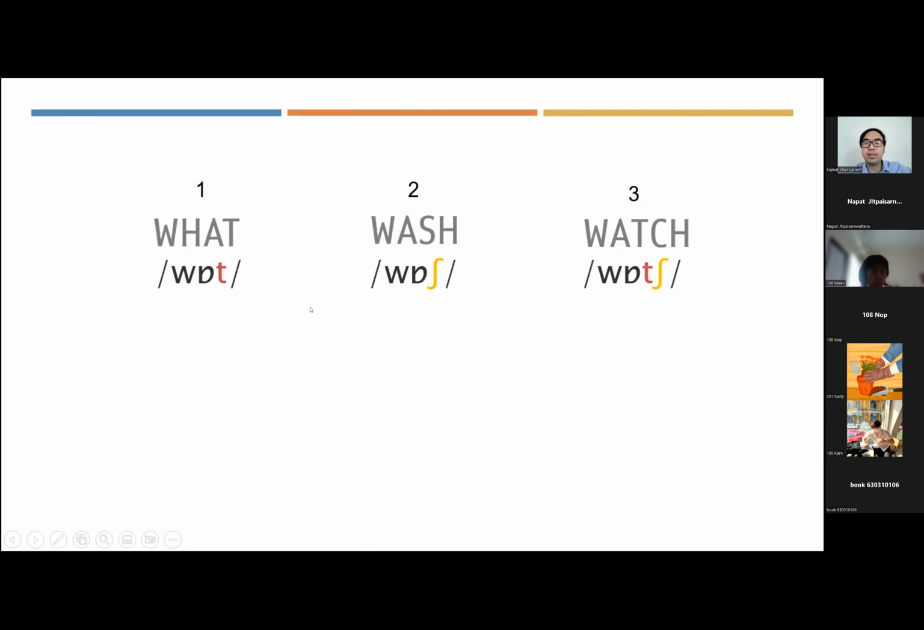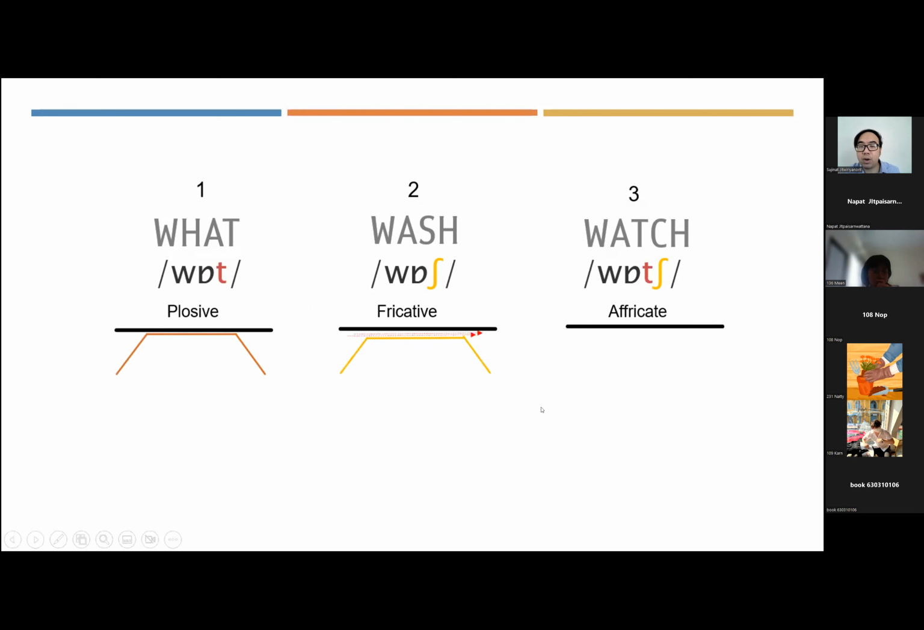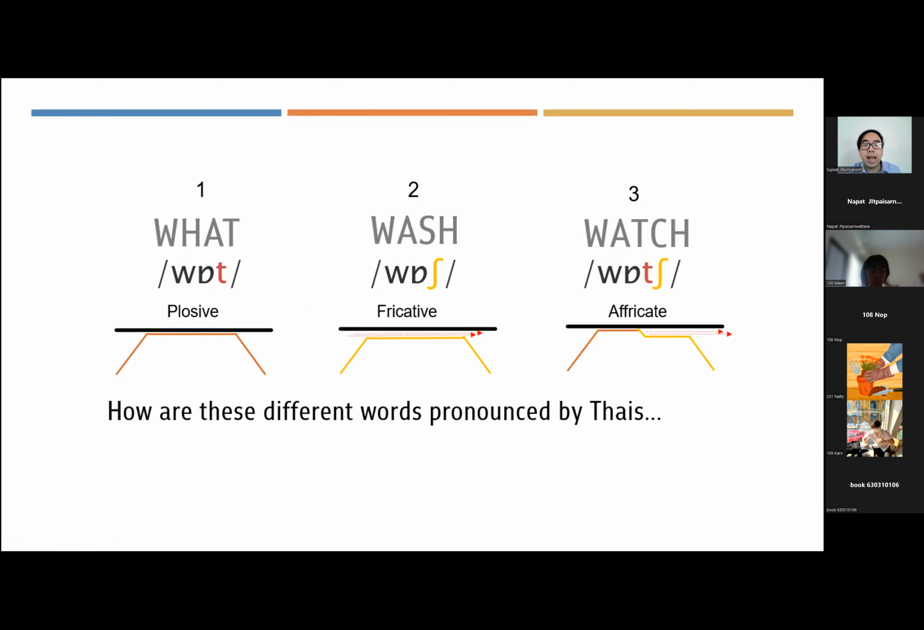So it is what, wash and watch: plosive, fricative and affricate when we investigate in terms of speech production, articulation. For stop sound or plosive sound the constriction is complete, that is you make a complete closure, and for fricative it is a narrow constriction, and for affricate it is a combination between plosive and a fricative sound. How are these different words pronounced by Thais?